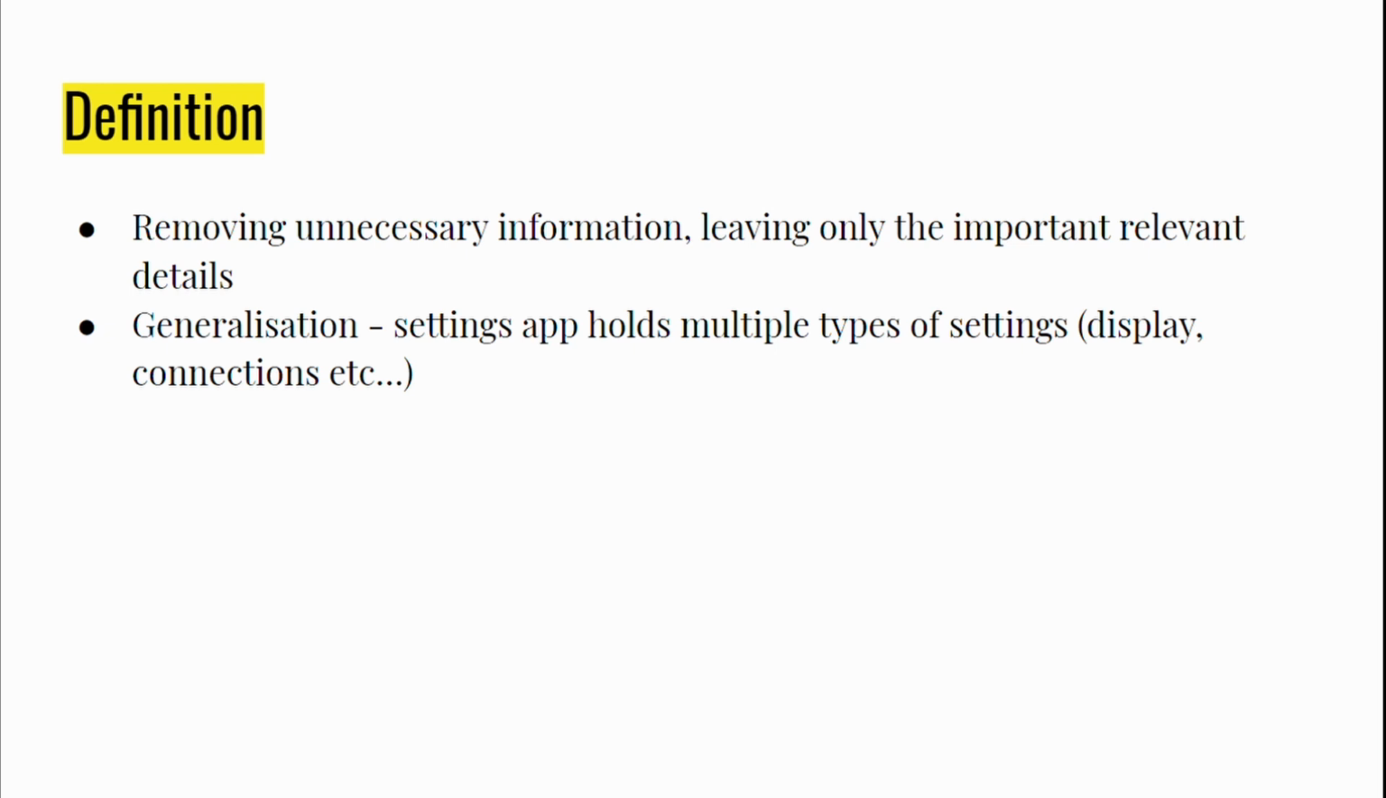An example would be the settings app on your phone. We can see that we have this one app which is generalizing all the other types of settings within the app. In the app we have display, connections, Wi-Fi, all these kinds of things, but we're generalizing all those settings within the one settings app.